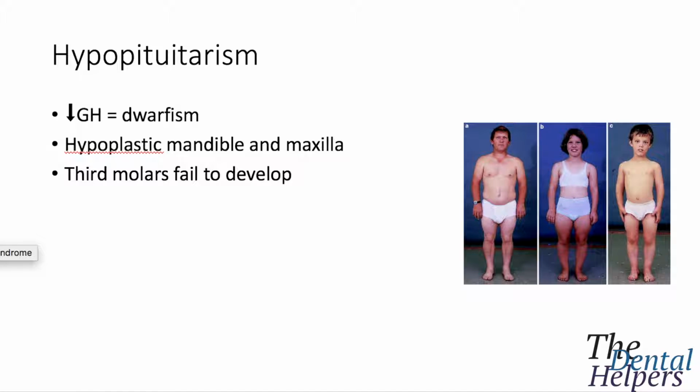Hypopituitarism, that basically means you have little growth hormone, and this is going to result in dwarfism. They'll have a hypoplastic mandible and maxilla, and of course, because their jaws are a lot smaller, they're less likely to have third molars developing.